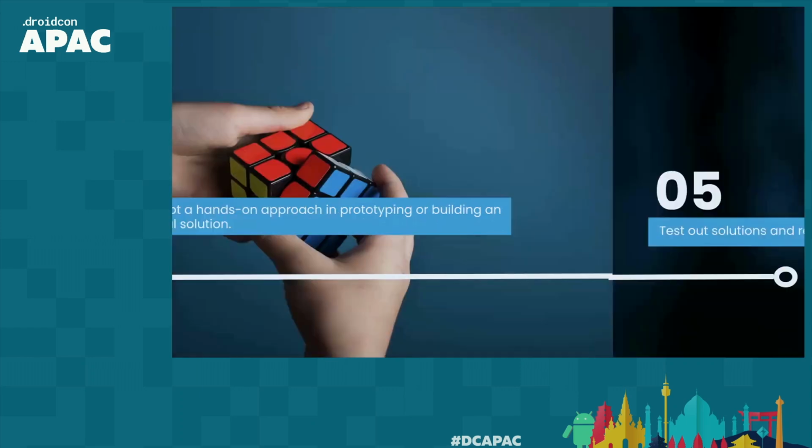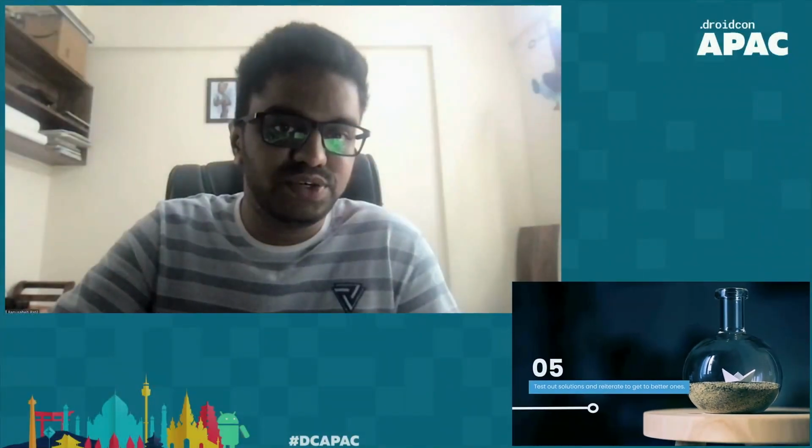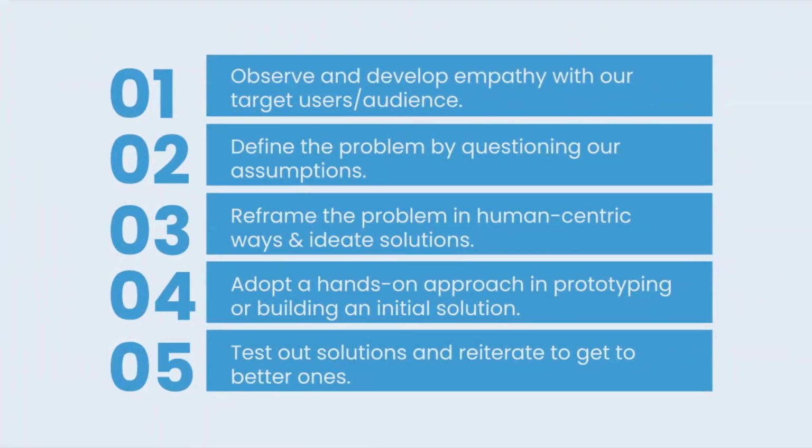Then you take that initial solution and test it, either with your users or internally, and based on the feedback and other inputs that you get, you reiterate and try to get to better solutions. So these are the five ways that design thinking helps you come up with better solutions. Just to go over them again: first, observe and develop empathy with our target users and audience. Second, define the problem by questioning our assumptions. Third, reframe the problem in human-centric ways and ideate solutions. Fourth, adopt a hands-on approach in prototyping or building an initial solution. Fifth, test out solutions and reiterate to get better ones.